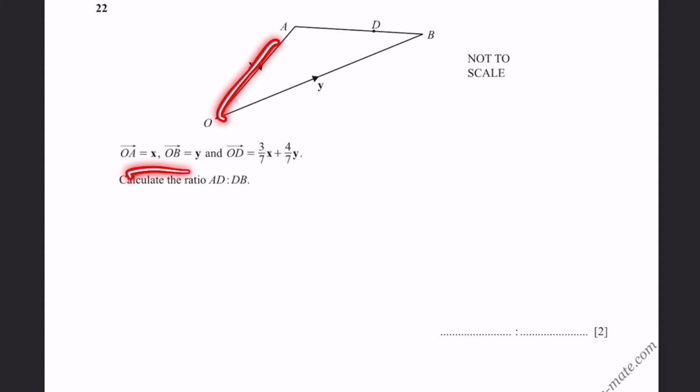OA is equal to x, OB is equal to y, and OD is equal to 3 by 7x plus 4 by 7y. OD is this one over here, like this. That's 3 by 7x plus 4 by 7y, which I shall write over here.